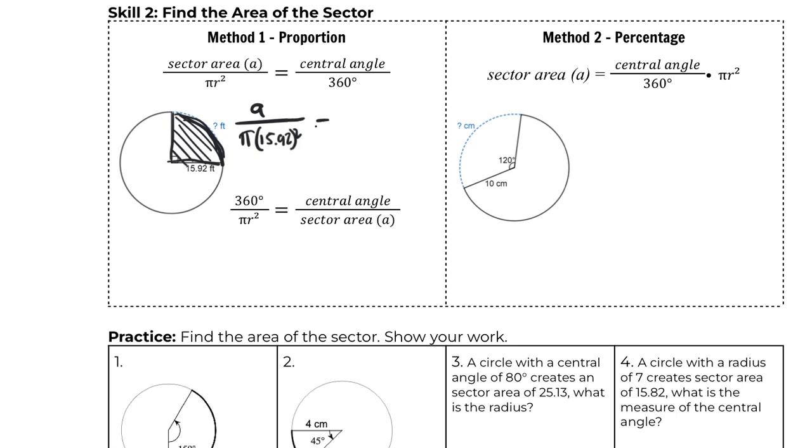15.92 squared. That should be the same as my central angle, which I kind of drew over it, which is a right angle, so that's 90 degrees. So I should have 90 degrees over 360, and then I just have to solve. I want to get A by itself, so I need to eliminate the division. The opposite of dividing is multiplying, so I'm going to times both sides by pi times 15.92 squared.